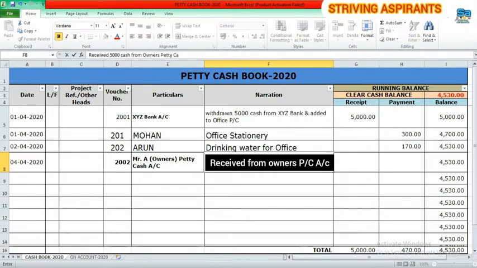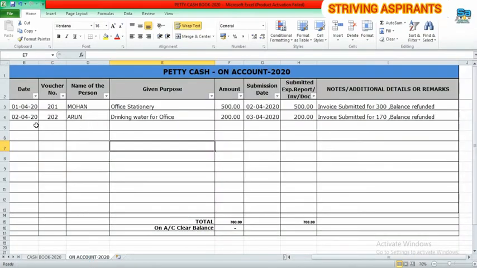Then again we come to the own account. We enter the next transaction on 3rd April 2020. Voucher number is 203. Bilal is the person taking money from the finance office and the purpose is vehicle maintenance. The amount he has taken is 5,000 for the vehicle maintenance.